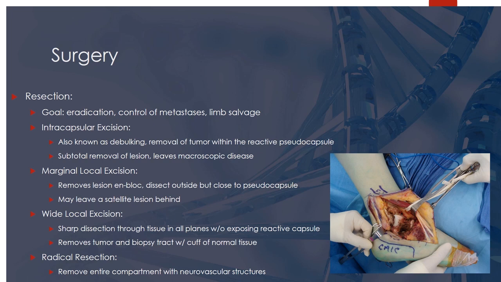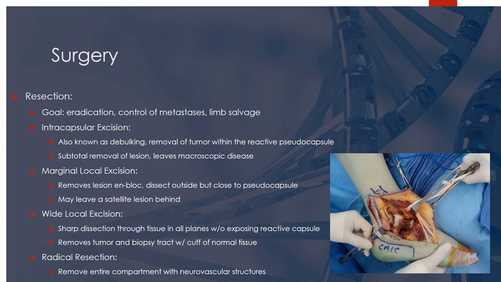We're excising these, and there are different types of terminology to talk about the actual resection. Our goal would be to eradicate the lesion, control any of these types of metastases, and actually salvage the limb. So an intracapsular excision is similar to debulking, removing the tumor within the pseudocapsule itself. It's a subtotal resection and it actually leaves behind disease itself. A marginal local excision would be to remove the lesion, dissecting outside but close to the pseudocapsule. This may leave some satellite lesions or metastases behind.